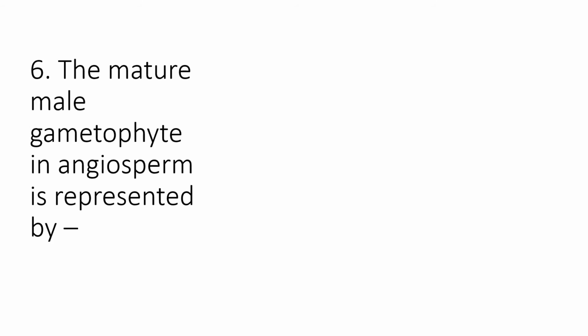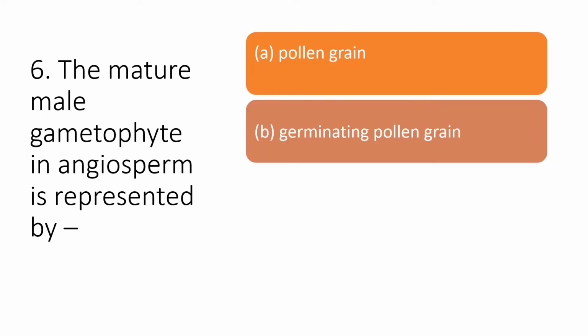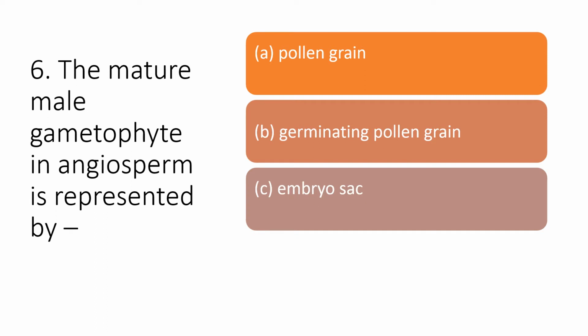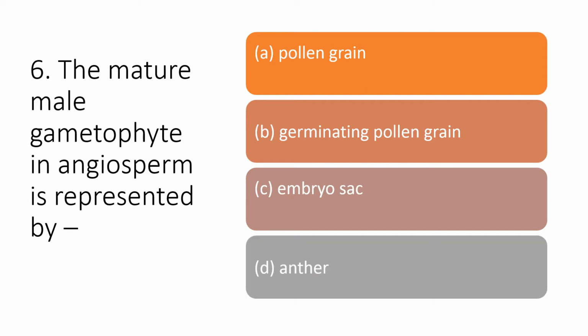Coming to question number 6. The mature male gametophyte in angiosperm is represented by: the options are pollen grain, germinating pollen grain, embryo sac, and option D is anther. So embryo sac, we know that it is a female gametophyte. So option C itself is wrong.